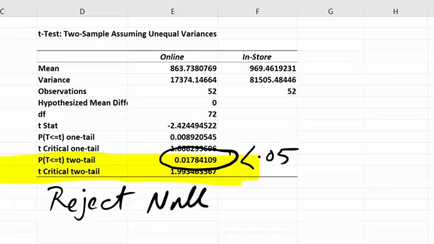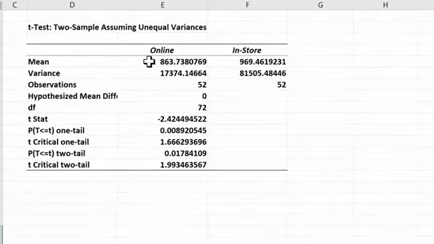So now that I know that they're different, I want to know what is the expected difference between online versus the store sales. I can go ahead and use the same output to develop the confidence interval for the difference that exists between the two channels of sales. These are the mean differences between the two. Let me highlight these in red.